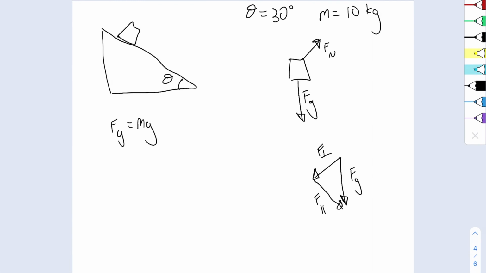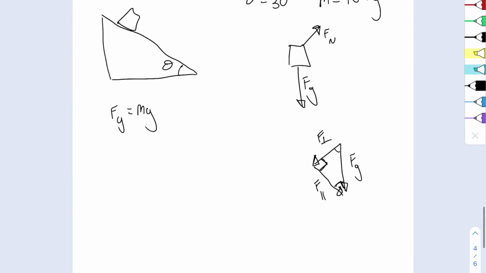So in order to find out what this perpendicular component is, we need to know one of these angles right here. You know that this is a 90-degree angle because these two are perpendicular, but we need to know one more angle. So we can use some handy-dandy geometry to help us figure that out.